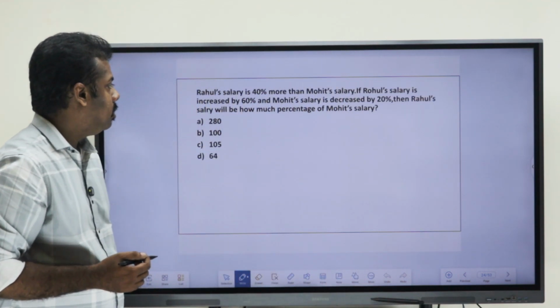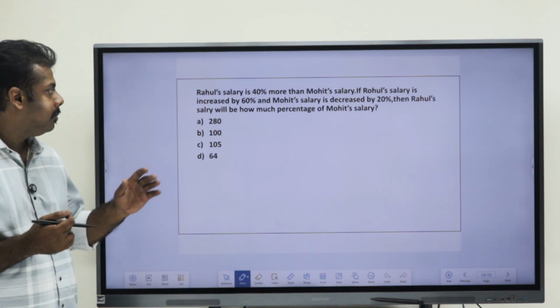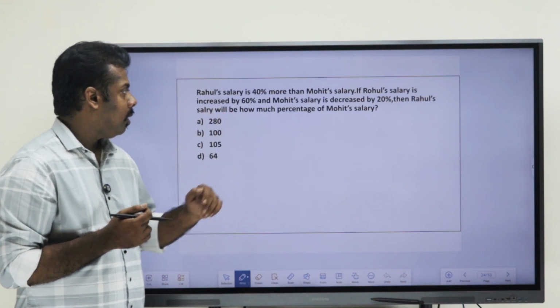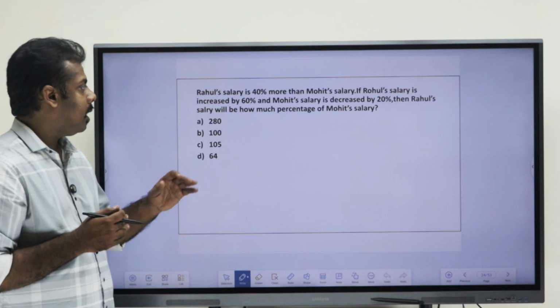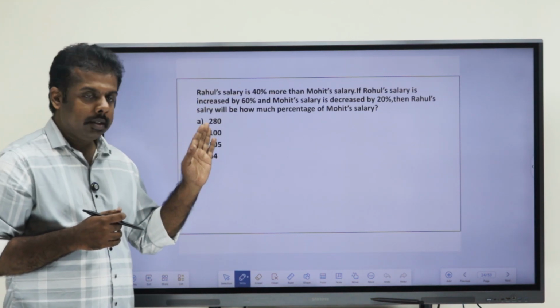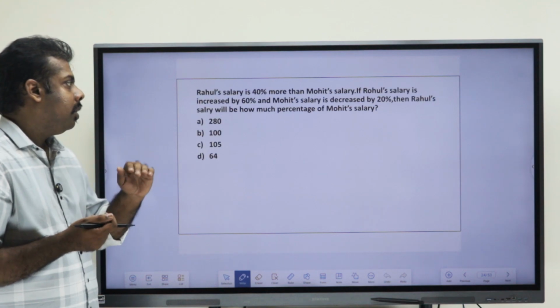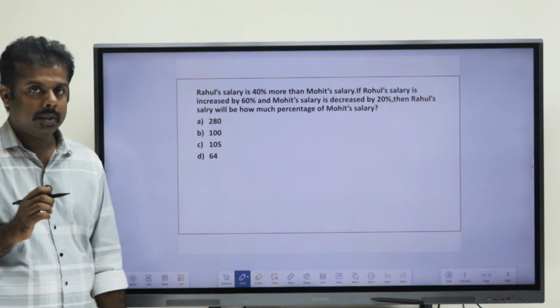Okay. So a bit more similar question. Here what they have told is that Rahul's salary is 40% more than Mohit's salary. If Rahul's salary is increased by 60% and Mohit's salary is decreased by 20%, then Rahul's salary will be how much percentage of Mohit's salary?